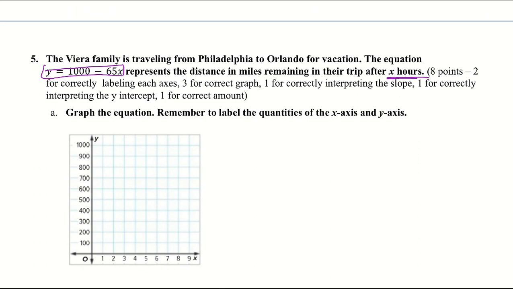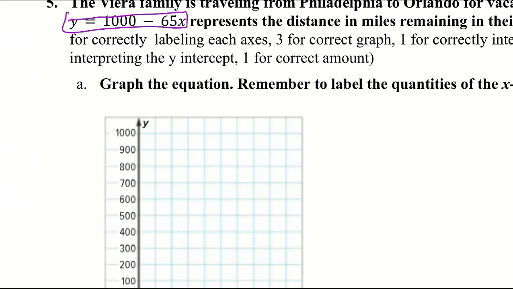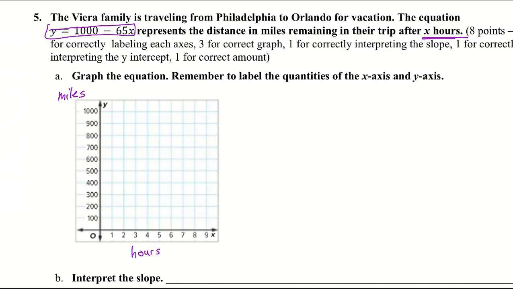The first thing we need to do is label this with our x's and y's. My y's are going to be miles, and my x's are going to be hours. I'm also going to rewrite the equation from the problem in slope-intercept form. My slope is always with my x, so this would be -65x plus 1,000. This y-intercept of 1,000 is where we start. The y-intercept of 1,000 is graphed here.